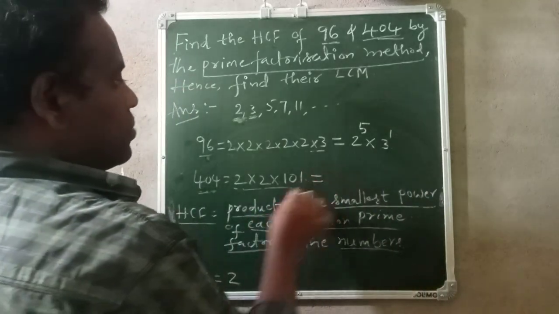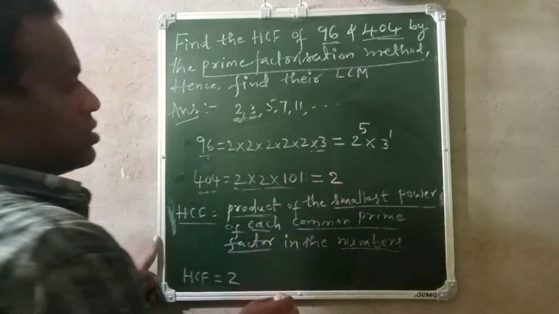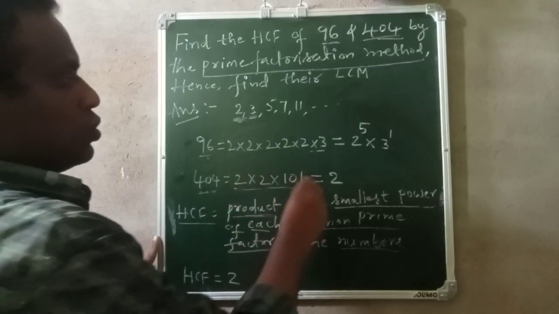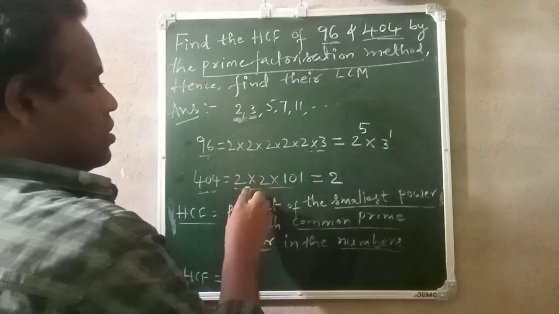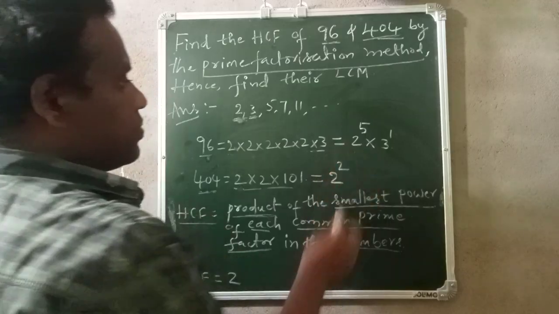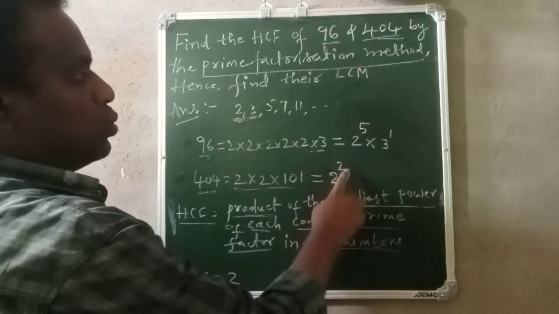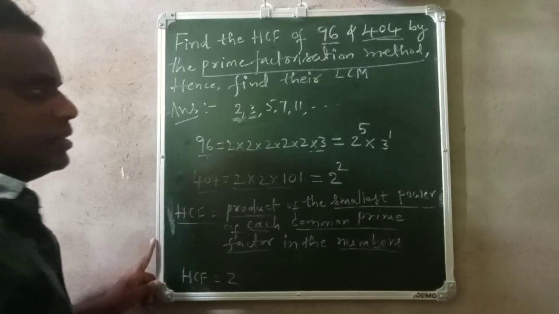Next, here also 2 you write. How many 2s are there? 2. This is the first 2, this is the second 2. So 2 2s are there, so that 2 you have to write. 2 to the power of 2 means there are two 2's like that.